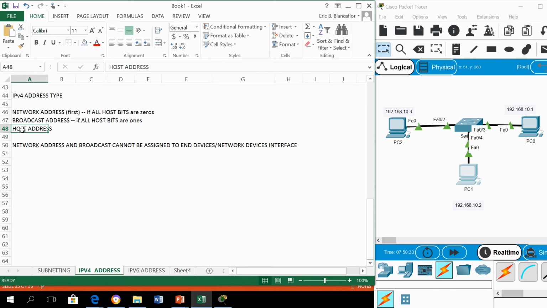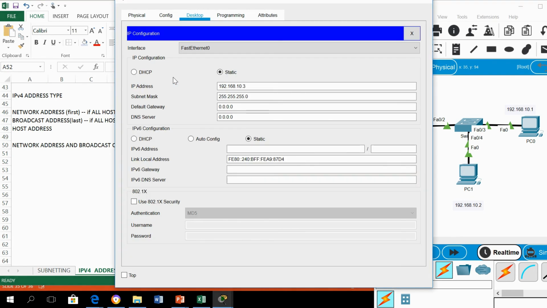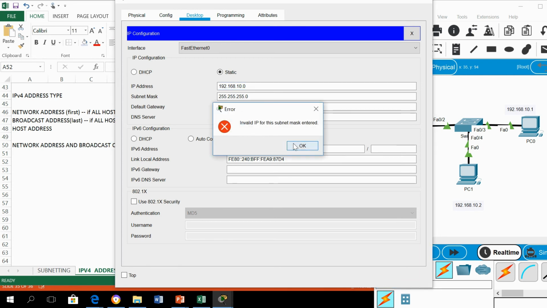Okay, I'm good. So, again, the broadcast is the last in the range. Take note that this is the last in the range. Let us have an example. Let's say I will assign a 10.0 here. If you notice, if I click this, it says invalid. So the Packet Tracer can detect if it is a network address.